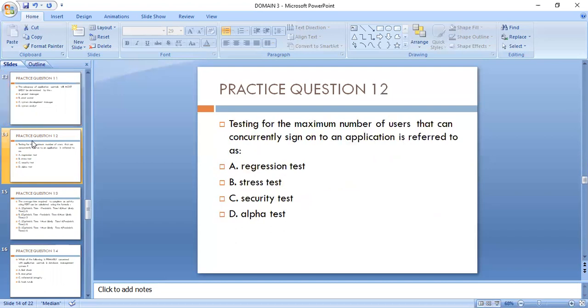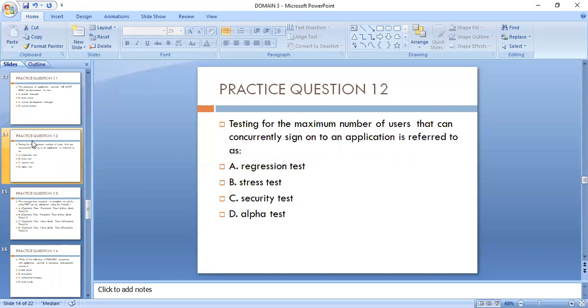Take note. Question 12. Testing for the maximum number of users that can concurrently sign on to an application is referred to as A, regression test, B, stress test, C, security test, D, alpha test. Okay, regression testing is you want to test whether when you correct a problem in the application, that correction does not lead to another error. That's regression testing. Okay, security testing is basically you want to test for vulnerabilities in the application that can be exploited. I talked about zero day attack.